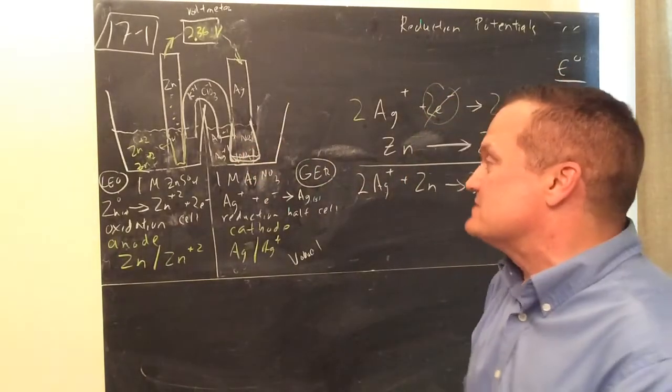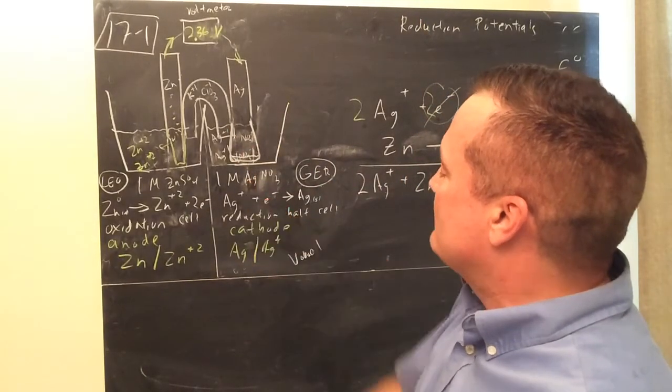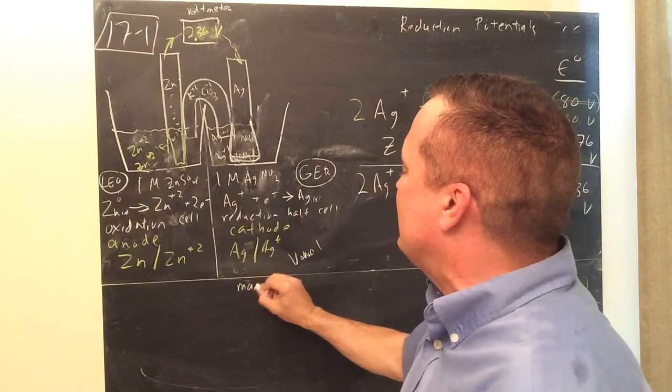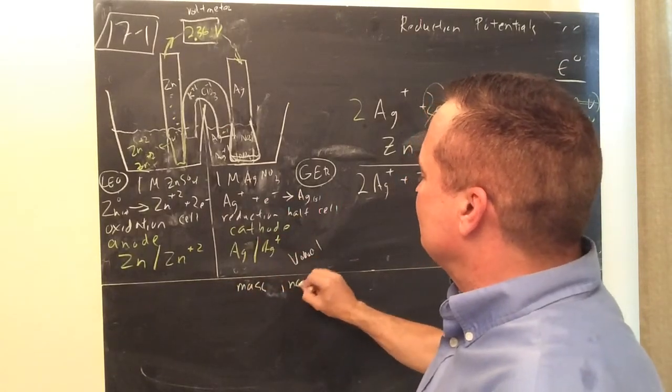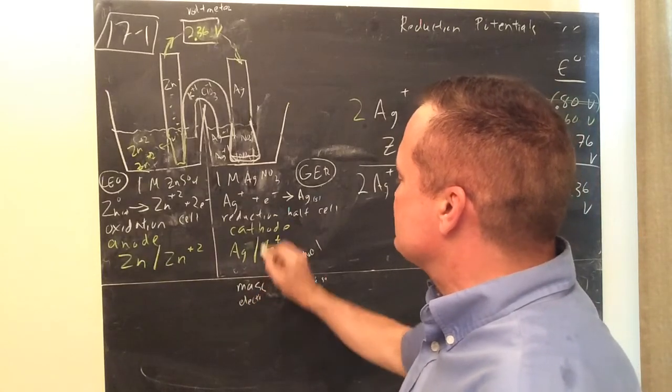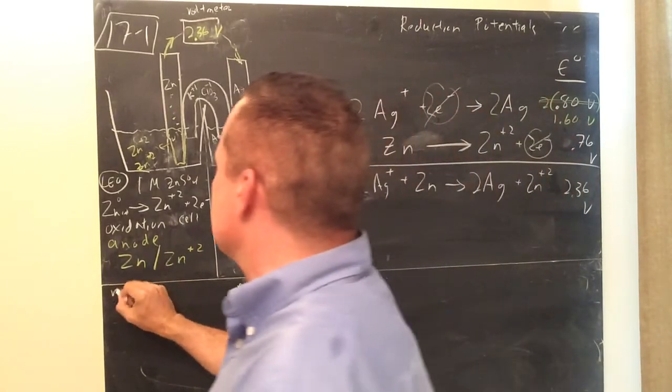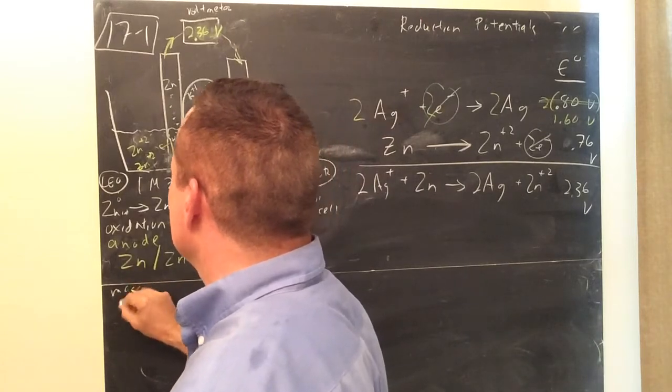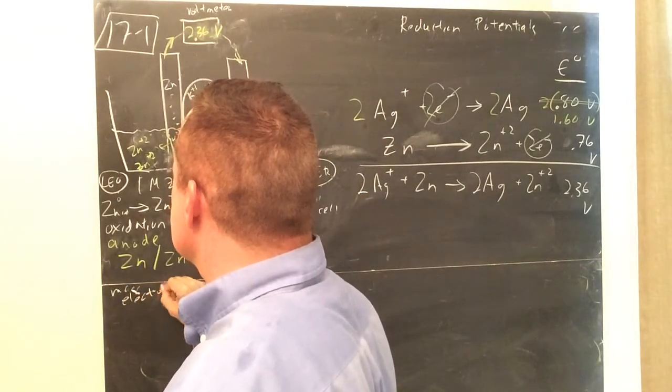Another thing also happens, the molarity. What's going to happen to the molarity? So the mass of this side will increase. The mass of the electrode, we'll say, which is the cathode. Here the mass of the electrode decreases.